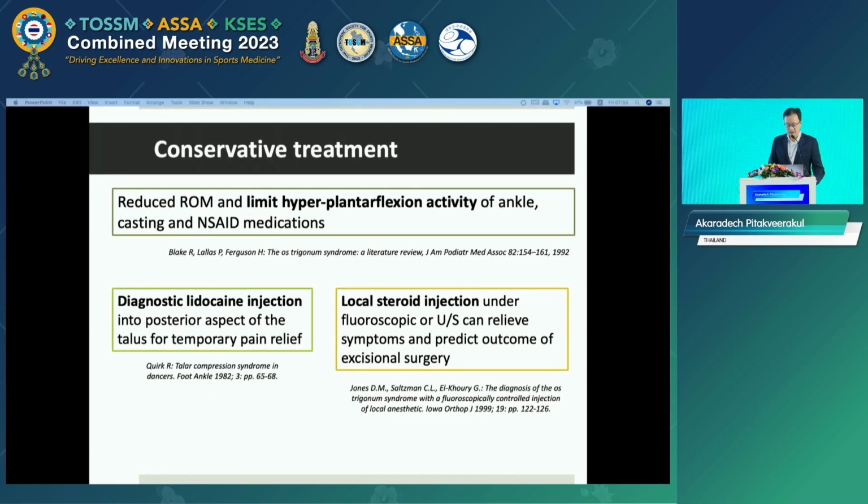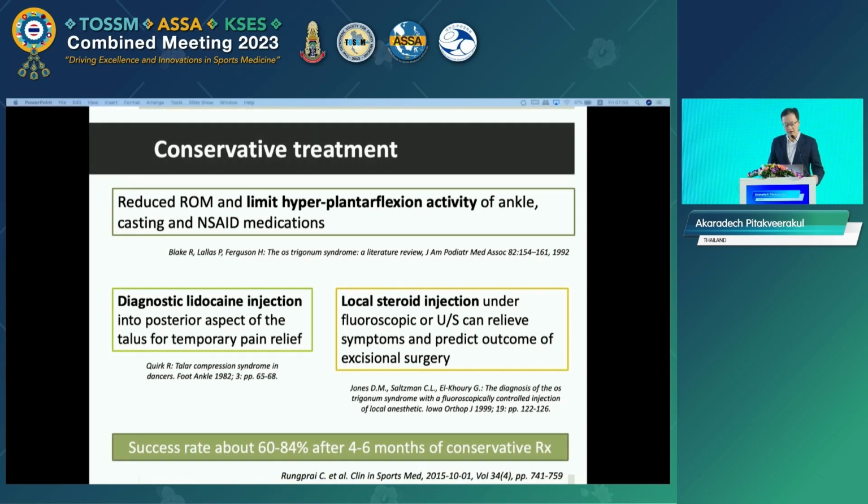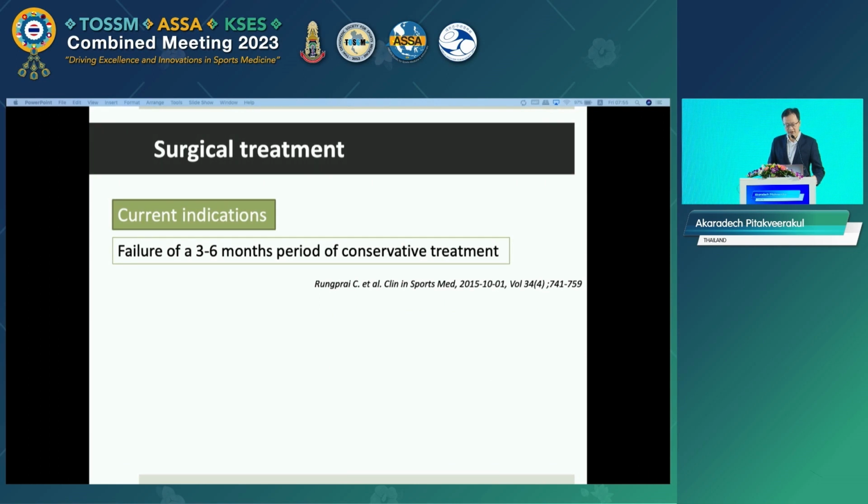A local steroid injection can be used under fluoroscopy or ultrasound and can relieve symptoms and predict outcome after excisional surgery. But steroid injection should be avoided with the blind technique because of the increased risk of Achilles tendon rupture or other tendon rupture if an intratendinous injection is made. Overall success rate of conservative treatment is about 60 to 80% after 4 to 6 months. After full conservative treatment, if the patient has not clinically improved, surgery is indicated.